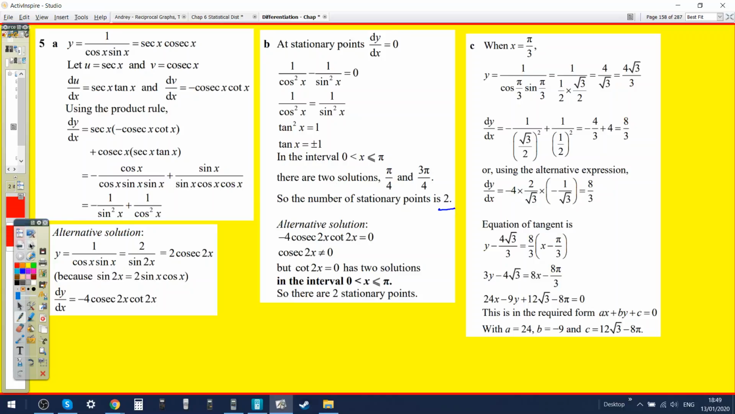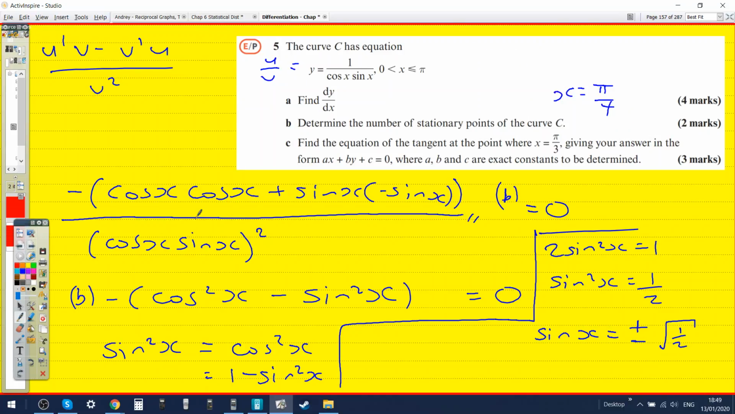So pi over 4 was our one. Yes. But then we have to get our second answer, which is 180 degrees minus the first answer, so pi minus pi over 4. It's just 3 over 4 pi. So 1/4 pi, 3/4 pi, and so it's 2 stationary points.